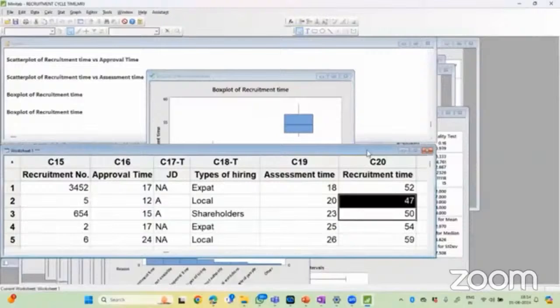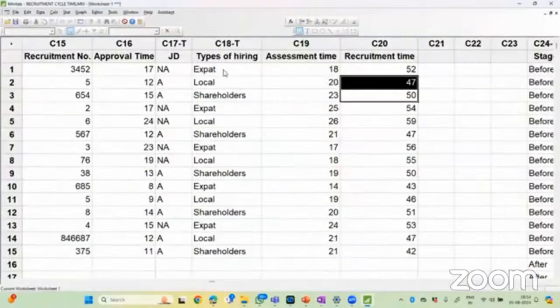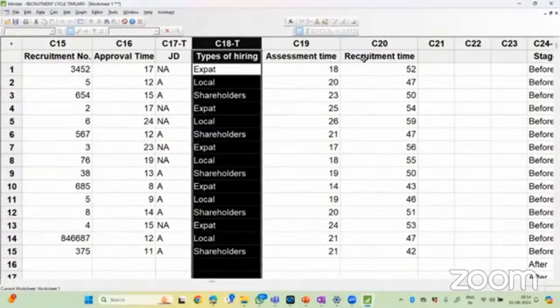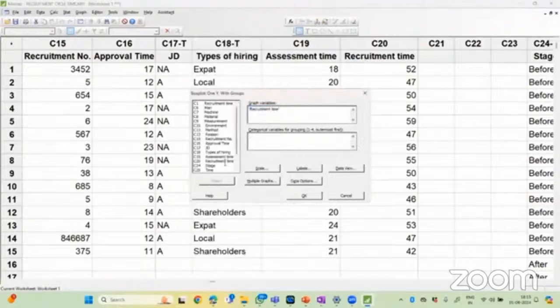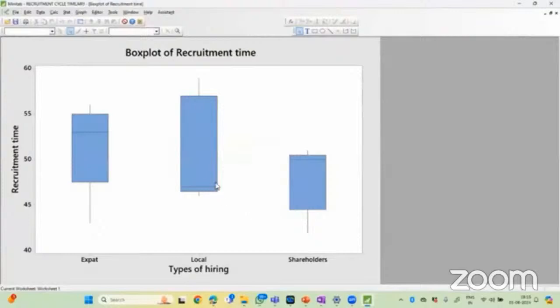And now, one more thing. Does the type of hiring affect the recruitment time? Let us see that as well. Type of hiring, does it affect? That is attribute data, so I'm doing a box plot. Well, there's no clear distinction between the three. The variation is almost the same. Experts are also hired between 42 to 56 days, locals are 45 to 66 days, and shareholders also. So there is not much difference, and I would say that it is not the root cause.